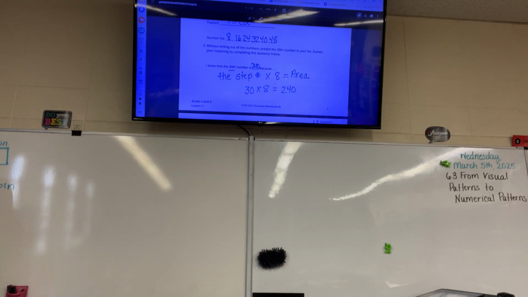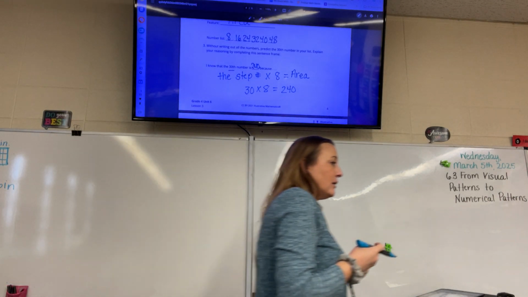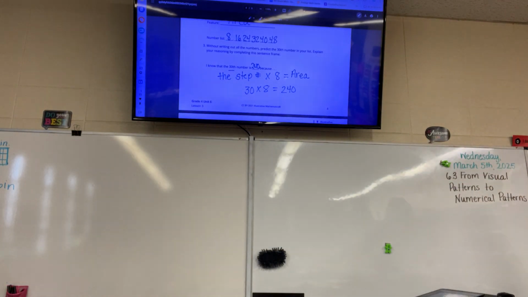Okay, what would the area be? That means if we drew 3 sections on this side, 5 sections on this side, how many square boxes would there be, Jackson? 15. When you find the area of a figure, the way you do it is multiplying length times width. So let's do this.